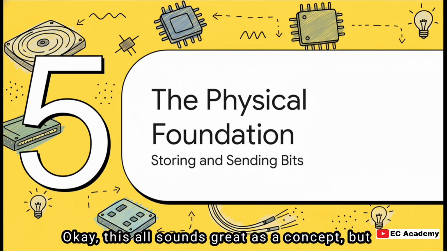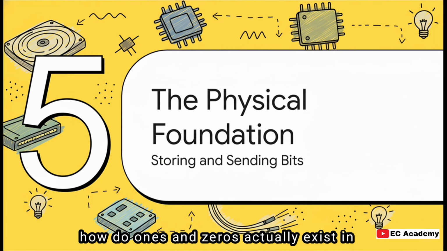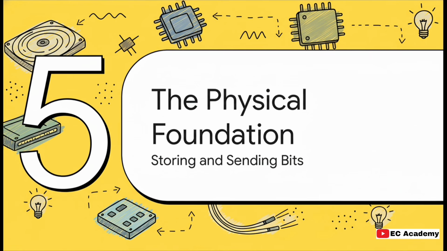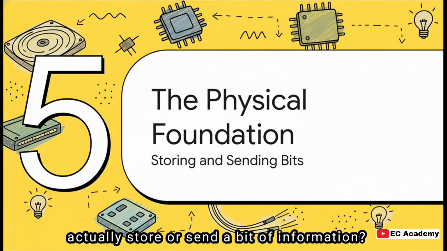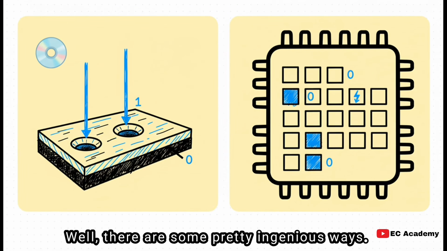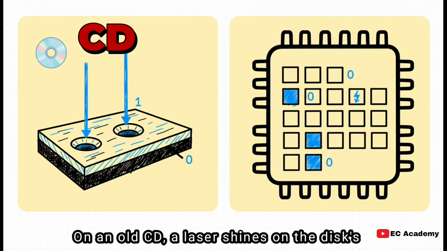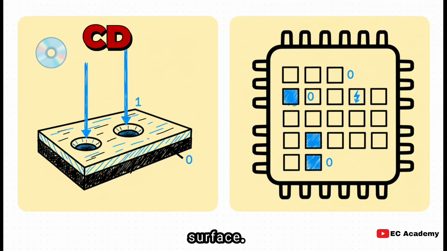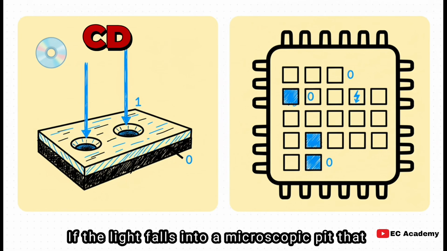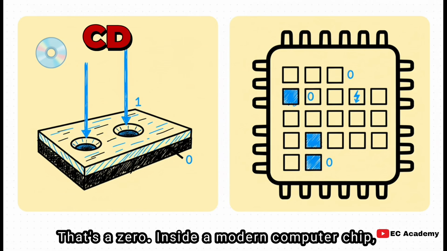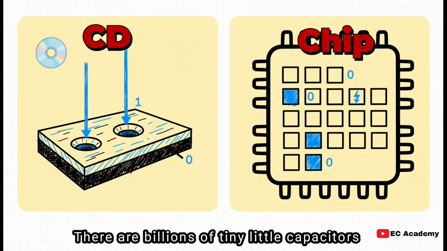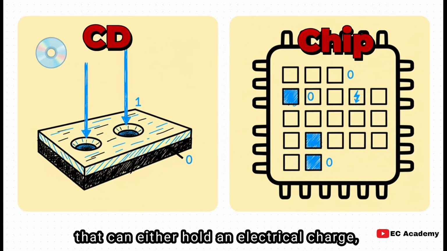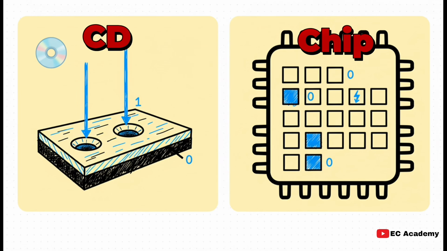Okay, this all sounds great as a concept, but how do ones and zeros actually exist in the real world? Like, how does a physical thing, a device, actually store or send a bit of information? Well, there are some pretty ingenious ways. On an old CD, a laser shines on the disk's surface. If that light reflects back, the computer reads it as a 1. If the light falls into a microscopic pit that was burned into the disk and doesn't reflect, that's a 0. Inside a modern computer chip, it's all done with electricity. There are billions of tiny little capacitors that can either hold an electrical charge, which represents a 1, or be empty, which represents a 0.